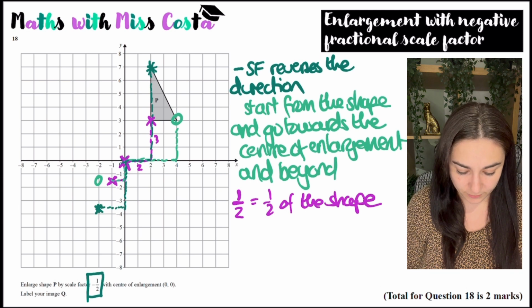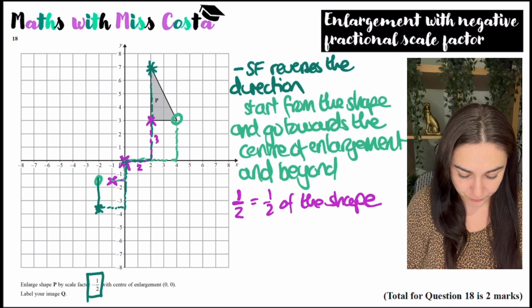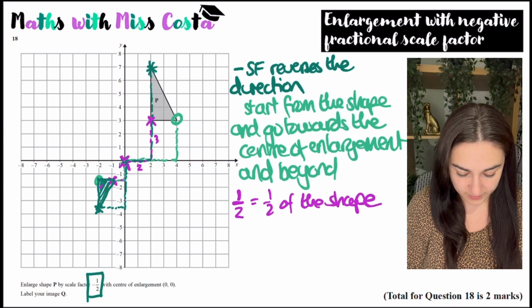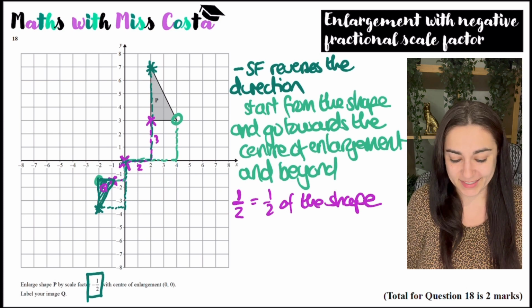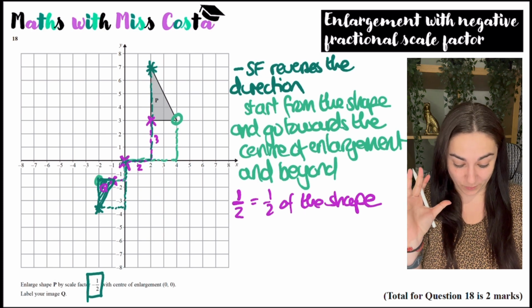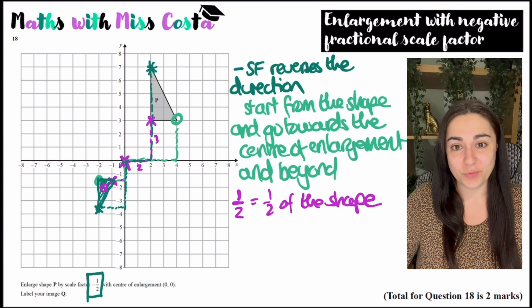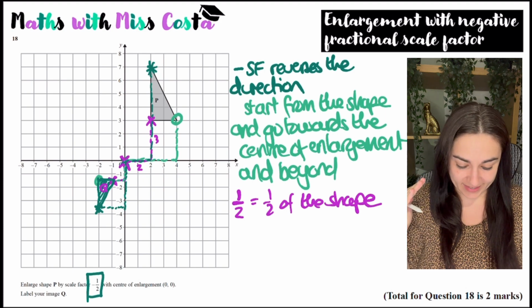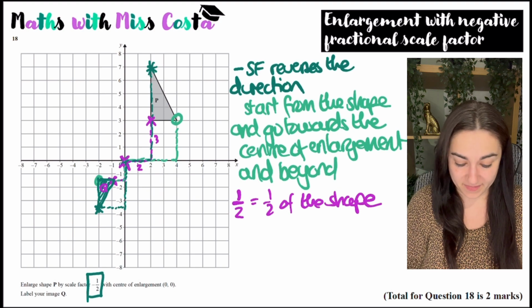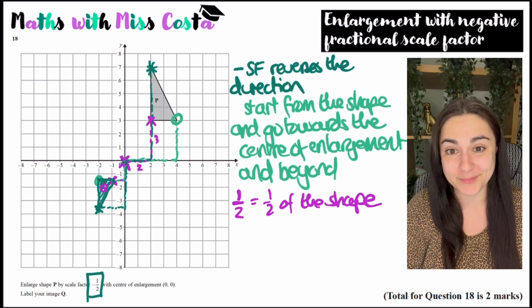And once you've got all of your points, all you want to do is just join them up and label your image Q. So this is going to be Q. So the key thing is just with a negative, when you're enlarging by a negative, you reverse the direction. And with a fractional, it just means you multiply each side by a half. And the distance as well. And that's how we do that.